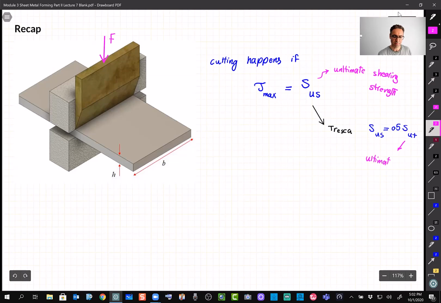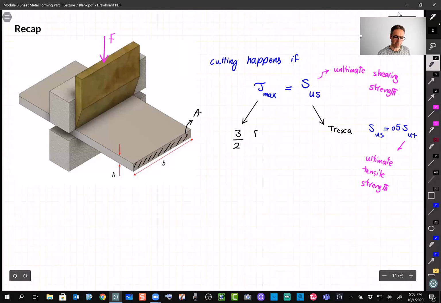Ultimate tensile strength. This is the value that we have on the table, and that's the value we can measure by doing the tensile test. So the tau max, we calculated for a plate that has a rectangular cross section, let's call it A, is something like 3 divided by 2 F divided by A, all right, where A is B multiplied by H here, obviously.